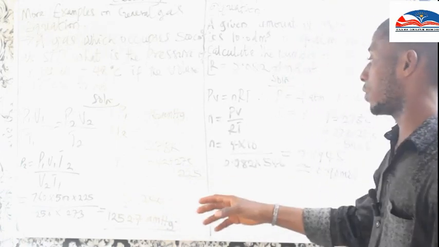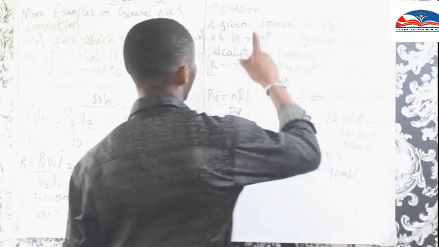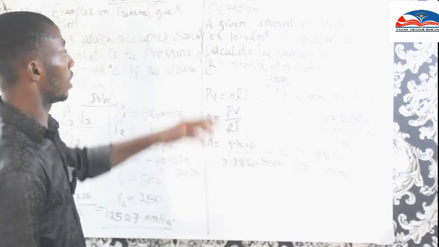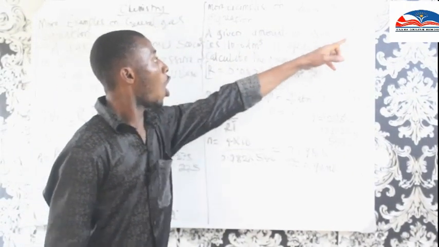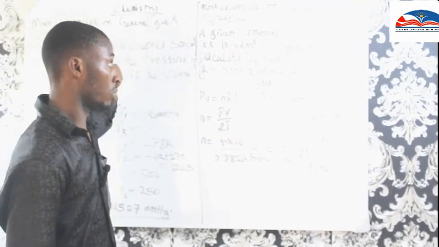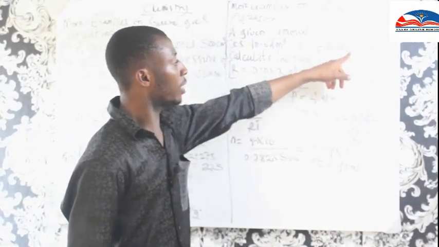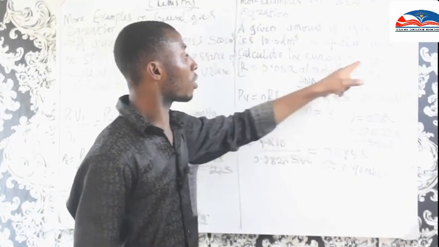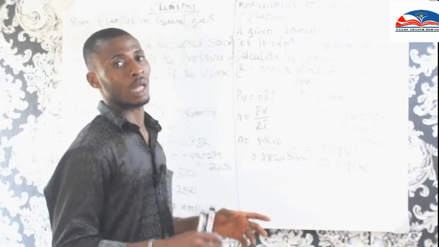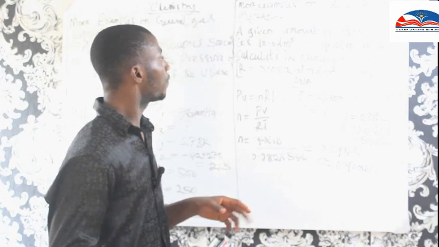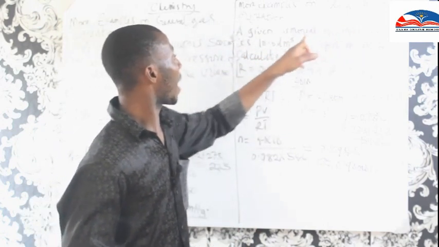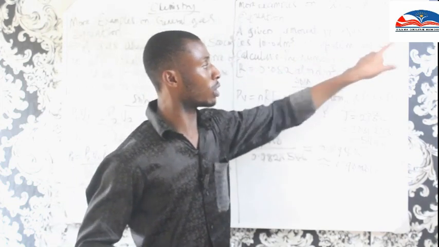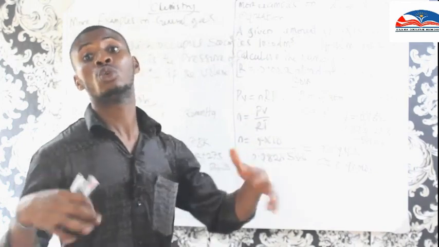Okay, now that's it for the general gas equation. Let us check an ideal gas equation. Here we have a question that says a given amount of gas occupies 10 dm³ at 4 atm and 273 degrees Celsius. Calculate the number of moles. Now, we need to know all those things.